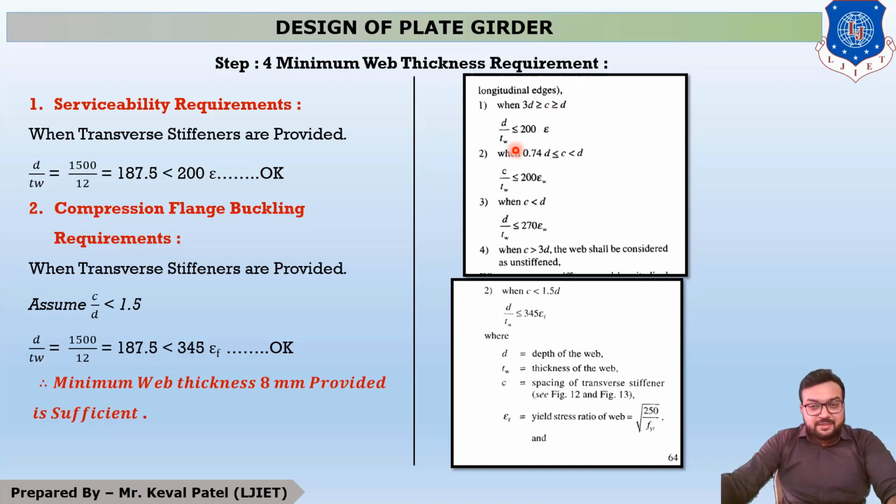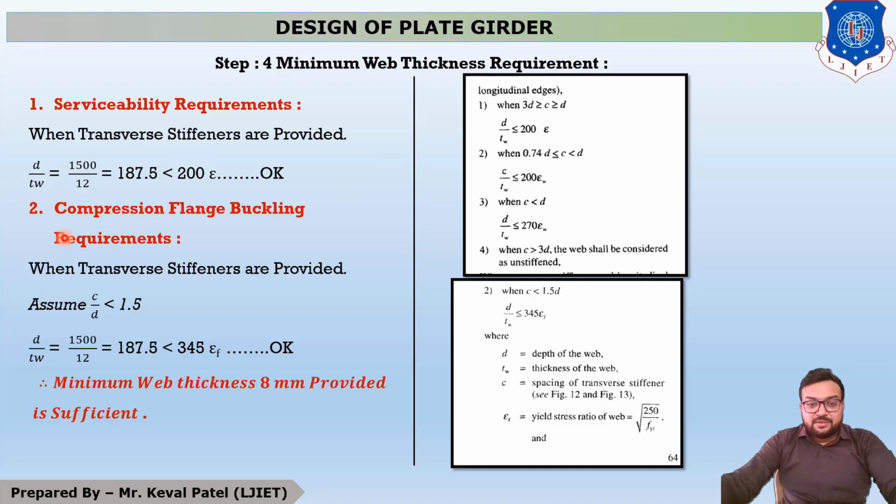And this condition is satisfied only when 3D is greater than or equal to C, and C is greater than or equal to D. Now what is 3D? D means your optimum depth, which is 1500. C is the center to center distance between intermediate stiffeners, that is, the spacing of transverse stiffeners. It means the vertical stiffener spacing is called C. So we have to assume this condition always, and our condition will be safe.